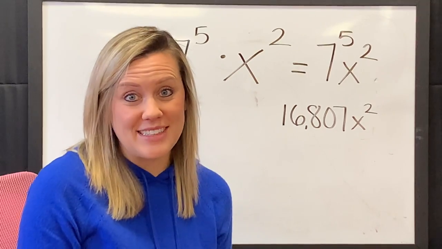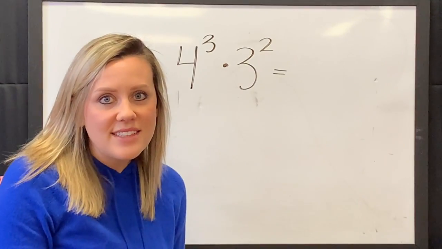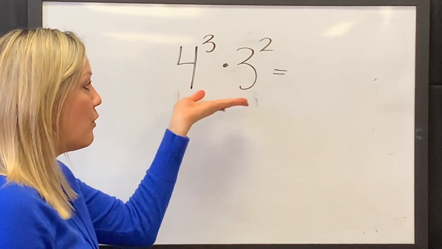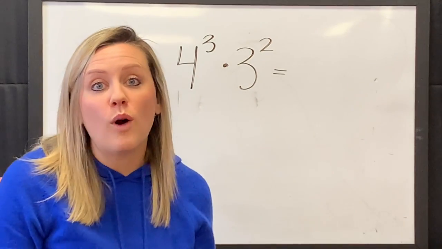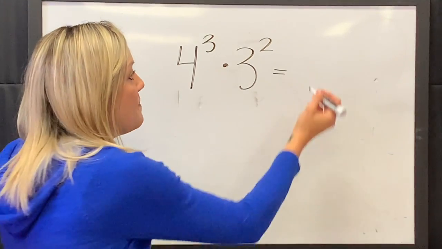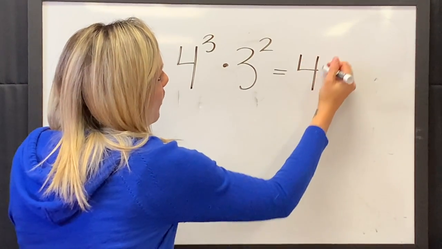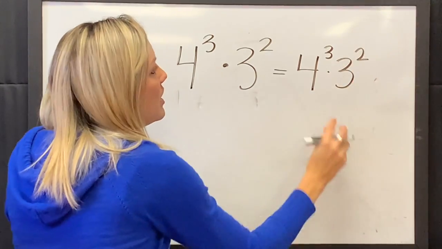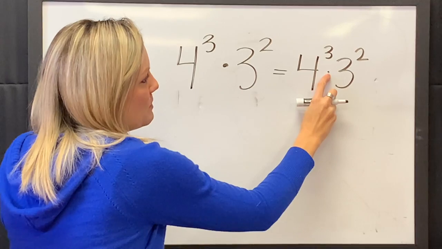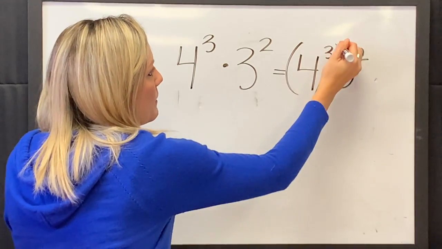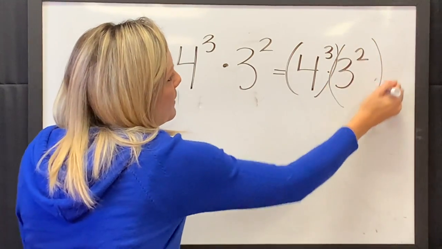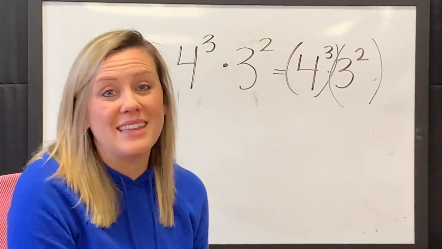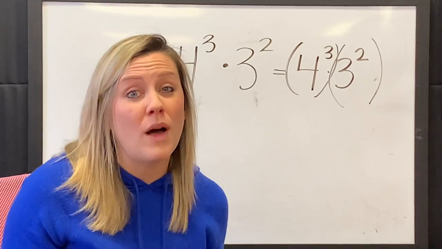Let's do another example. For this example, you will notice that we have two different bases. We have a 4 and we have a 3. So if we wanted to write this in exponent form, I would just write 4 cubed times 3 squared. We would kind of need to keep that multiplication symbol there, or we could put parentheses around both of these, which implies multiplication.